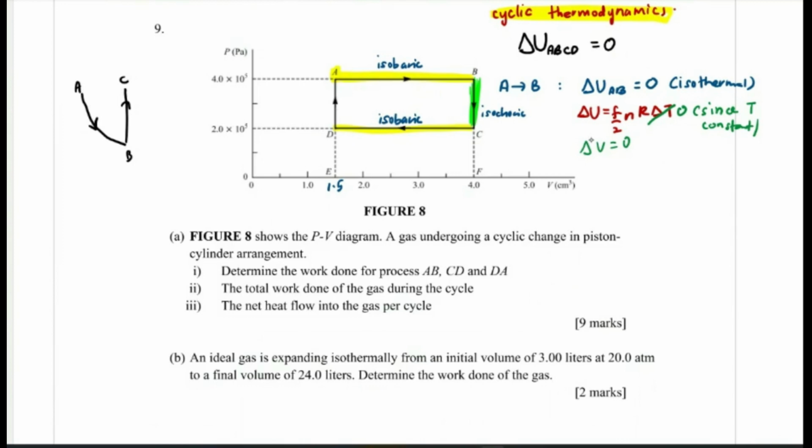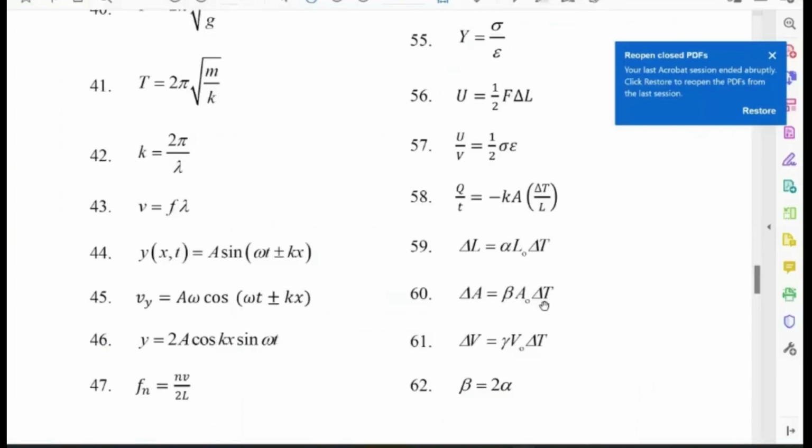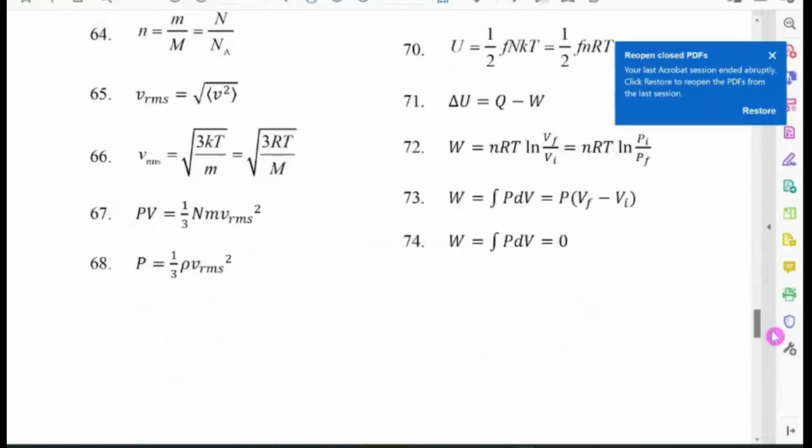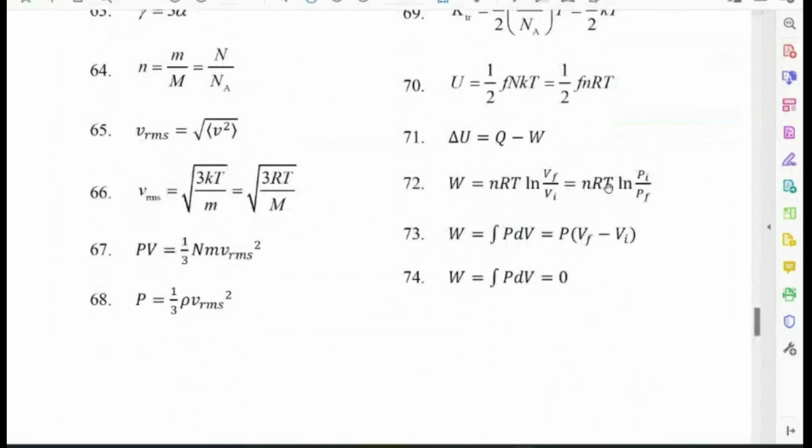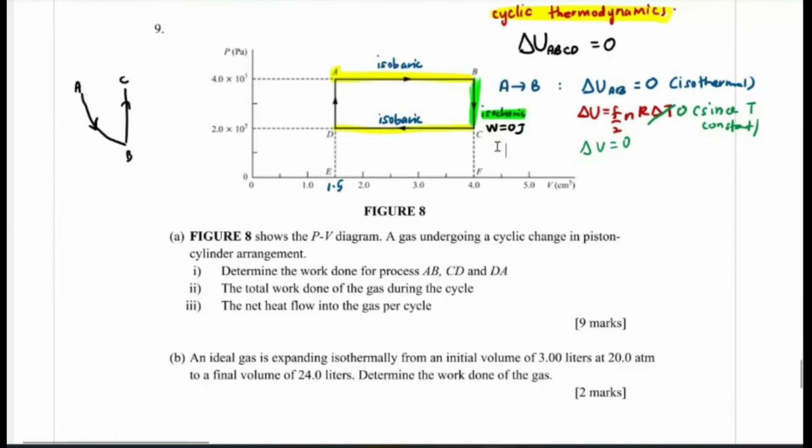Dia punya V, V dia constant. Work W dia ni kosong. Ingat, so you tengok dekat depan ni, in the list of the equation here, for equation 71, 72 and 73, 72 to 74. So this is the equation for work in isothermal process. So this is the equation of work in isobaric process. And the last one here is isochoric, constant volume. So W equal to 0.